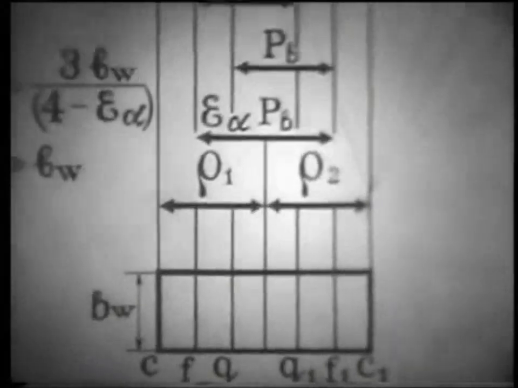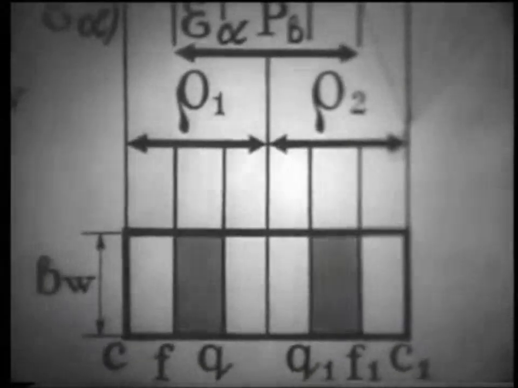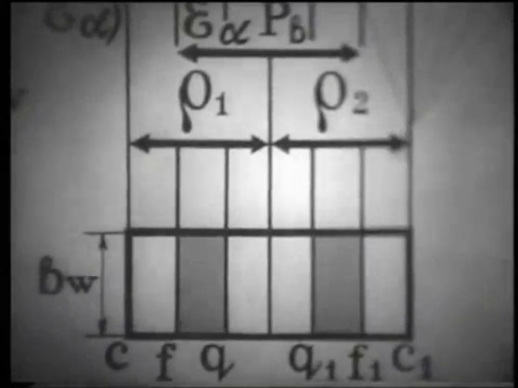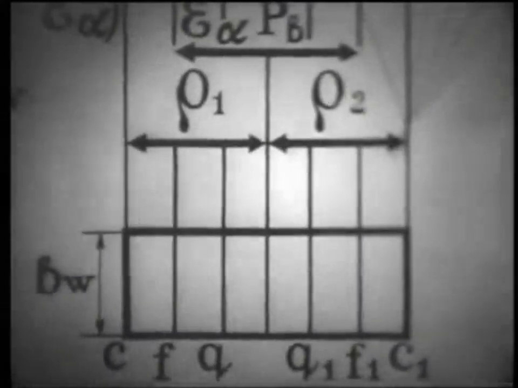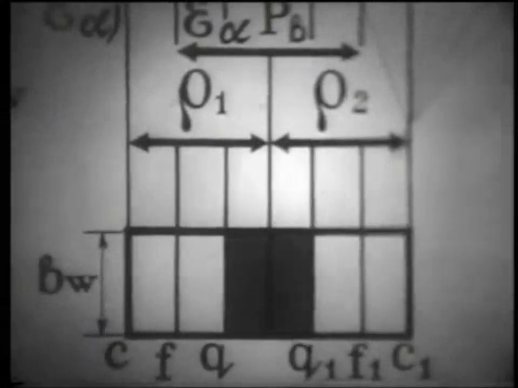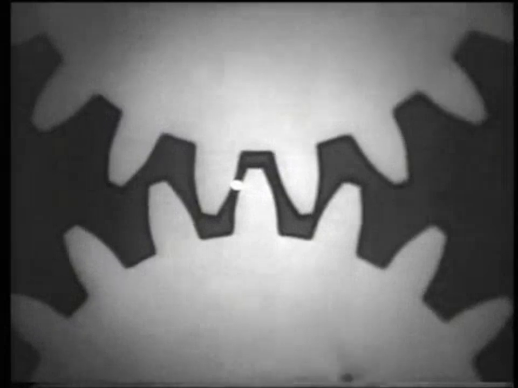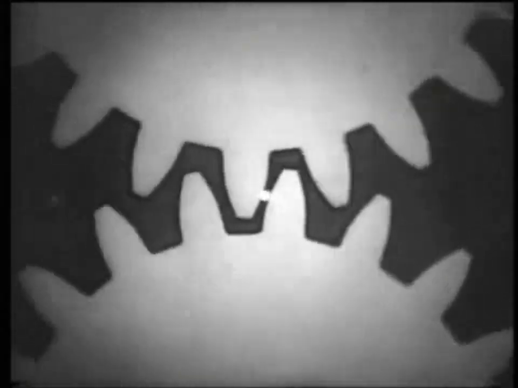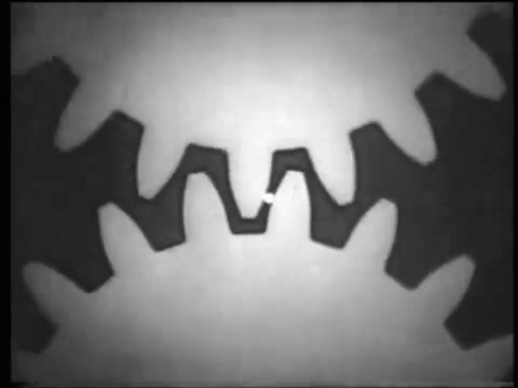In the engagement field, the zones of two-pair and single-pair engagement are clearly visible. The zone in which one pair of teeth works is the most dangerous for straight tooth engagement. Therefore, the calculation is made at the engagement pole. The minimum length of the contact lines of engagement is equal to the width of the wheel.